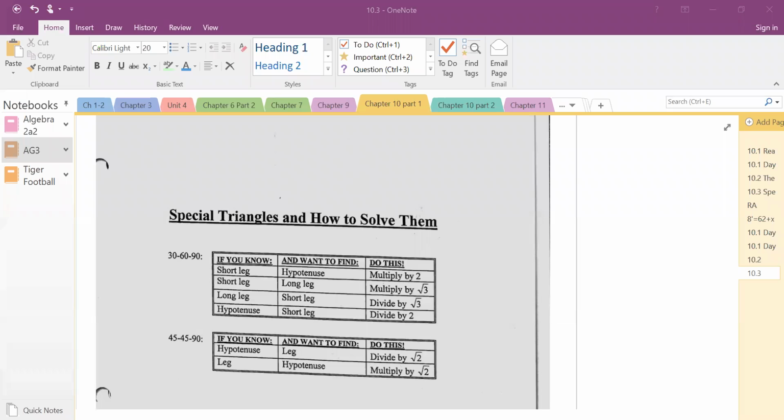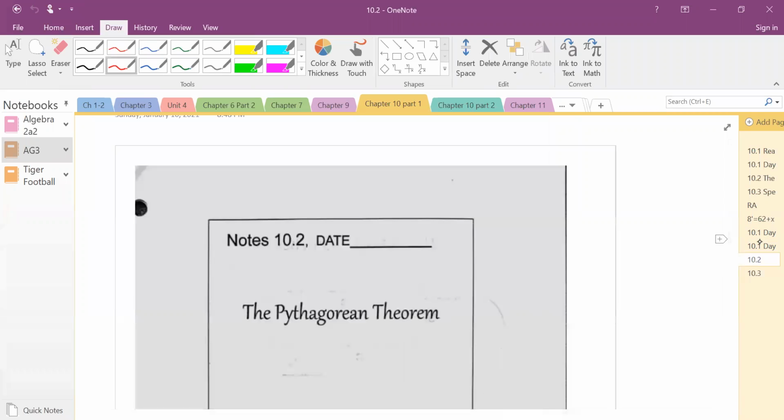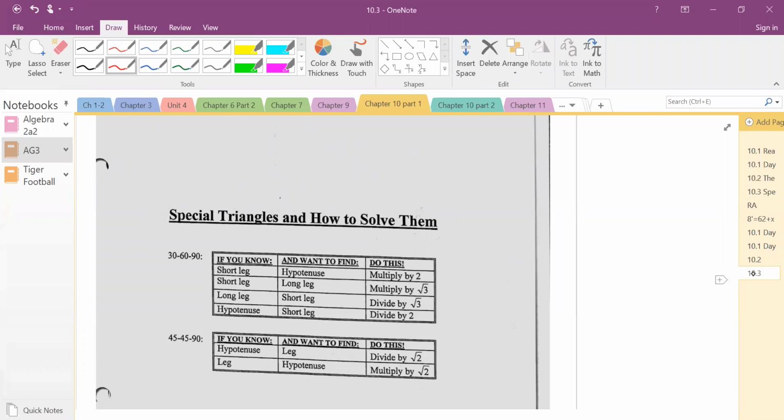All right, here we go. So we got 10.3. So what do we do in 10.2? What do we do? The Pythagorean theorem, right? Was 10.2? Yep. Good. Okay, so now we got 10.3.